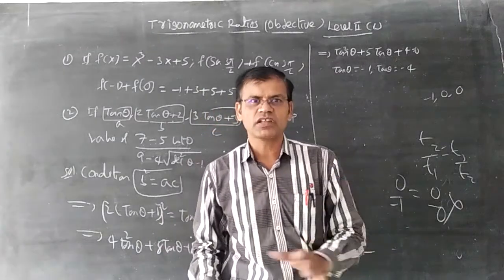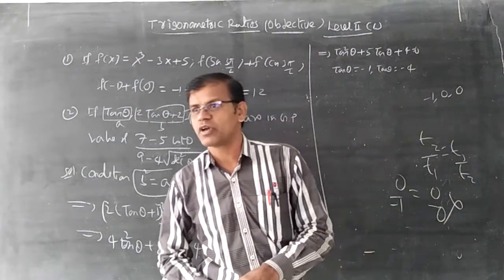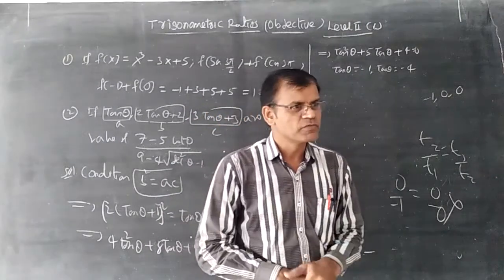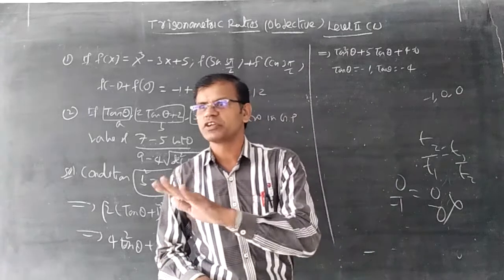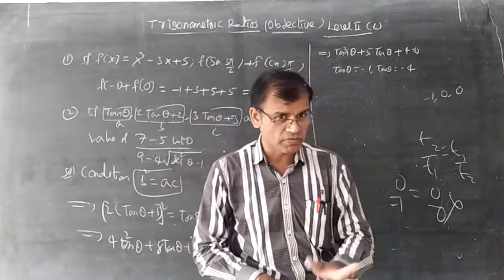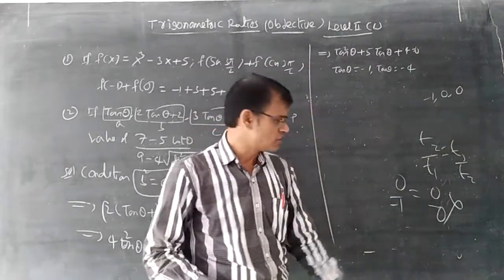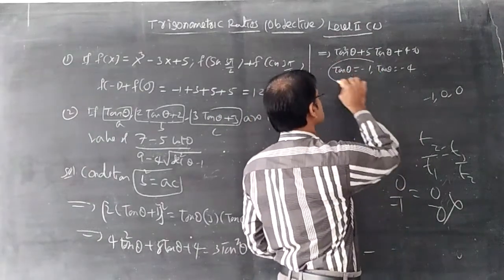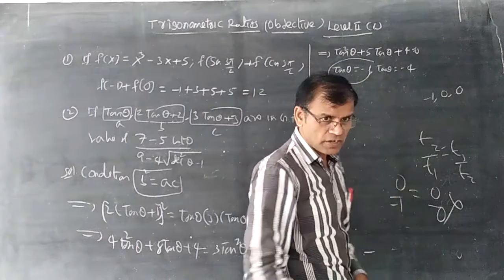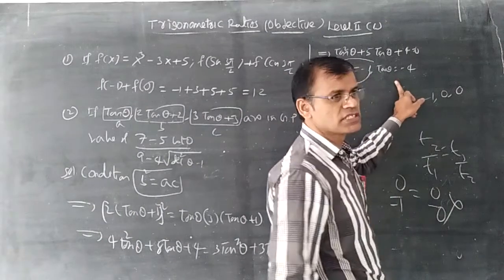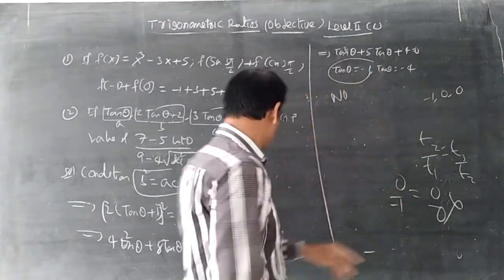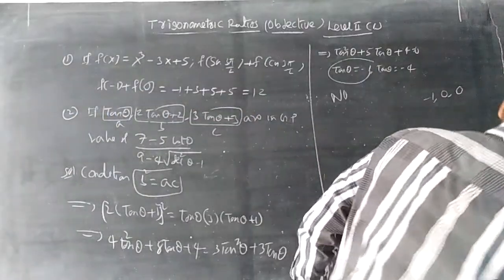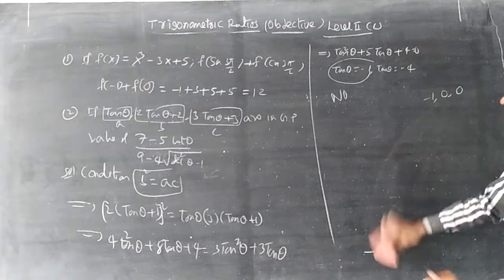If any student or any staff member asks you the value of 0 power 0 or 0 by 0, he is bluffing you. It is absolutely wrong. 0 power 0 is an indefinite form. 0 by 0 is an indefinite form. So what is happening? Tan theta equal to minus 1, you should not consider. Tan theta equal to minus 4 only, you have to calculate and apply.